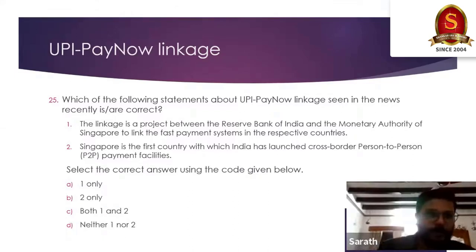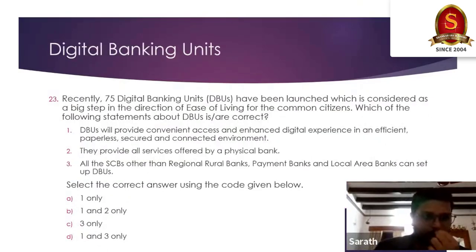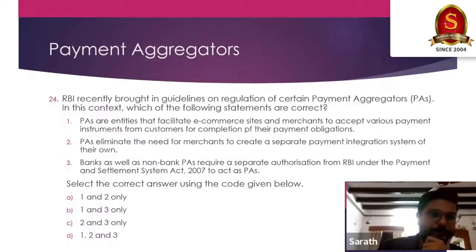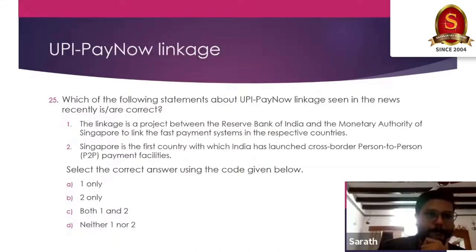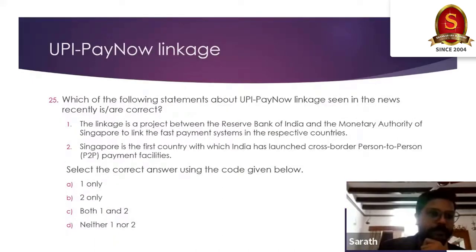Okay. So previously someone had asked a question about 23. So 23, the answer is D, 1 and 3. The second statement is wrong because it doesn't provide all the services offered by a physical bank. That's the error there. Okay. 26 now.